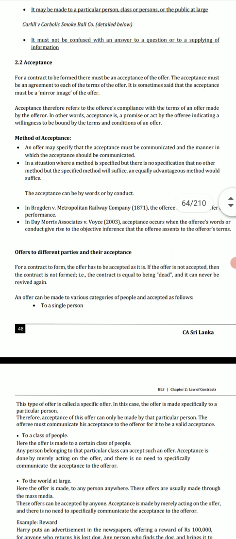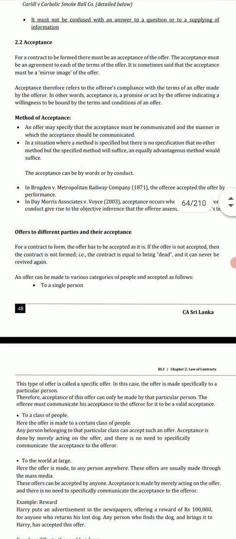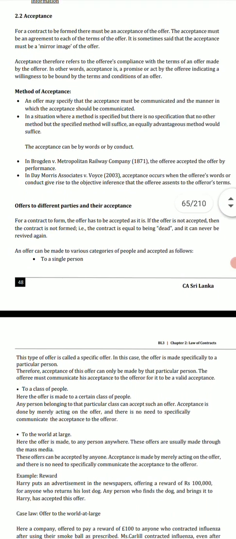But nowadays it's email, phone call, fax, things like this. So in a situation where a method is specified but there is no specification that no other method should be used, the specified method will suffice; an equally advantageous method would suffice. In the case of Brogdon versus Metropolitan, the offeree accepted the offer by performance.